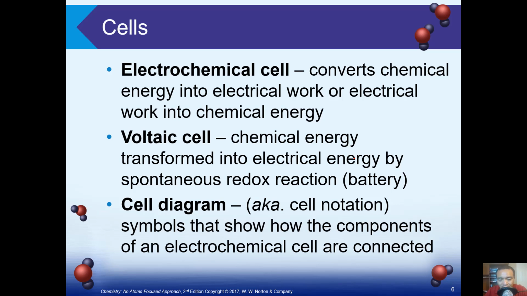A voltaic cell takes advantage of a spontaneous chemical redox reaction to provide electrical energy, and batteries are examples of a voltaic cell. A cell diagram, sometimes also called cell notation, is a symbolic representation that provides information about the components of the electrochemical cell and how they are connected.